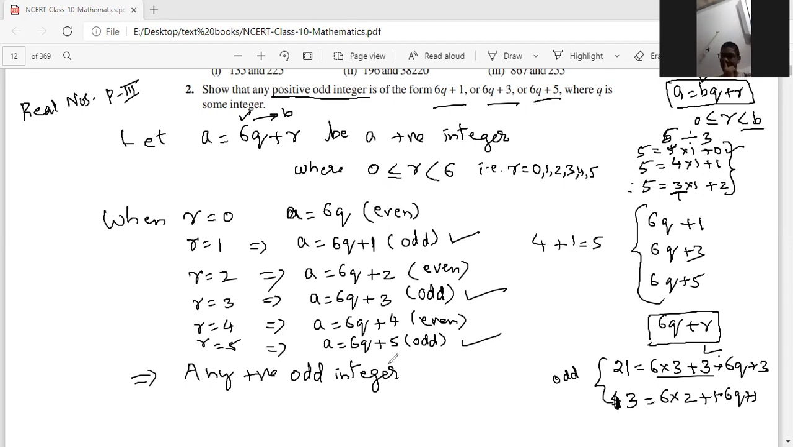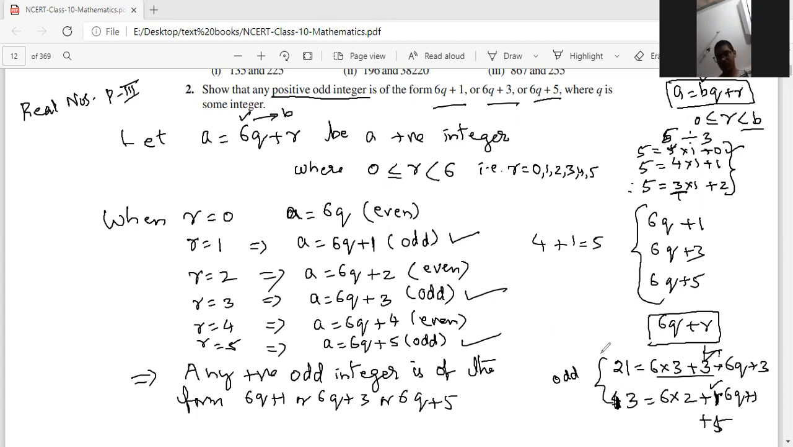So any positive odd integer is always of the form 6q plus 1, or it will be 6q plus 3, or it will be 6q plus 5. So if you take any odd integer and try to write it like this, you will always find r is equal to either 3 will come, or 5 will come, or 1 will come. Got it?